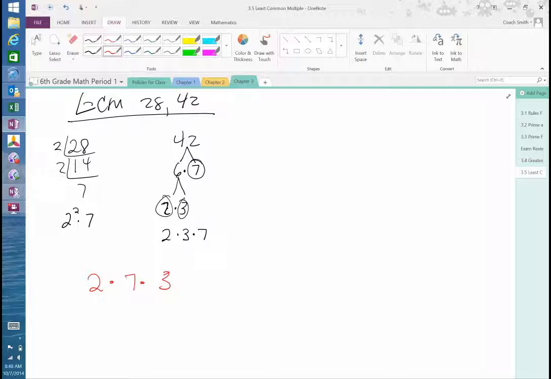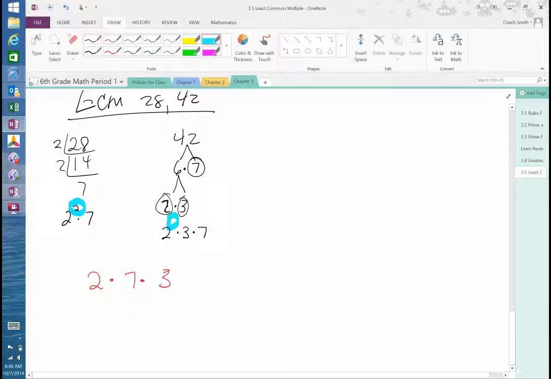Okay? Third step was to find the greatest exponent or the greatest power of each prime factor. So, as we look at this, I have a 2 to the second and a 2 to the first. Which is greater? 2 to the second power. So I use it to the second power. I can't take both of them. I can't take the 2 to the second and the 2 to the first and put them together. Can't do that. You can only take from one or the other.